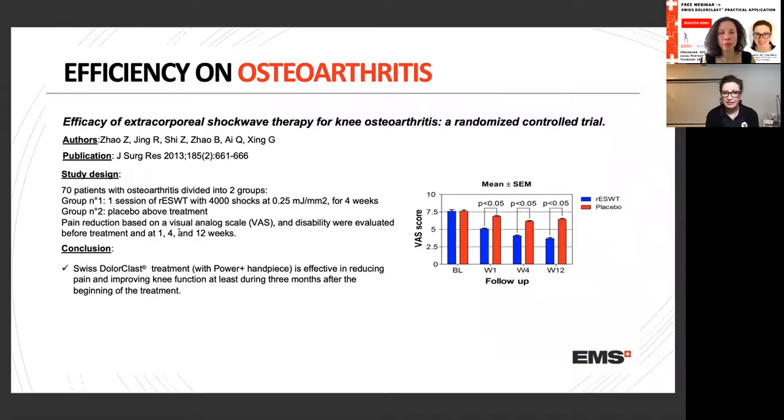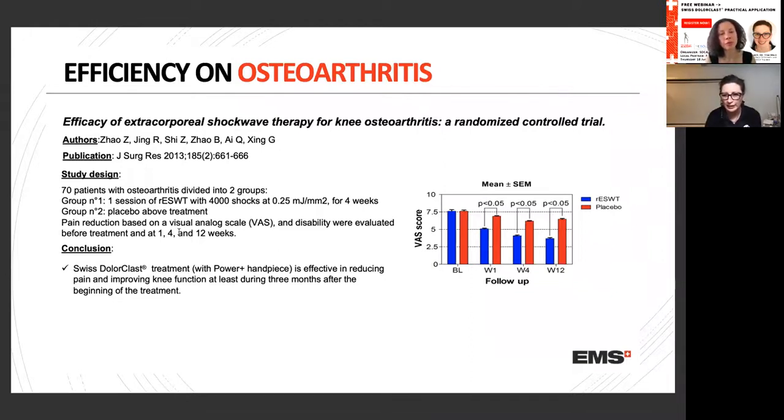The shockwave group received 400 shocks over 4 weeks, once a week, and the pain reduction you can see on a visual analog scale. So they looked at pain and disability at 1, 4, and 12 weeks. You can see that even though the treatment was only 4 weeks, even at 12 weeks there's still a continued benefit from the shockwave treatment.